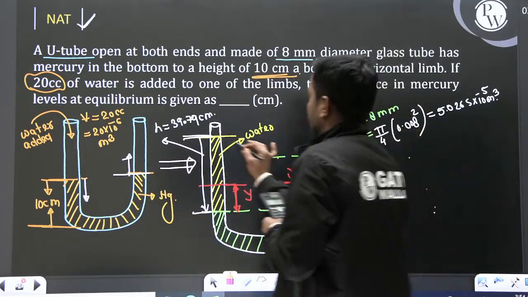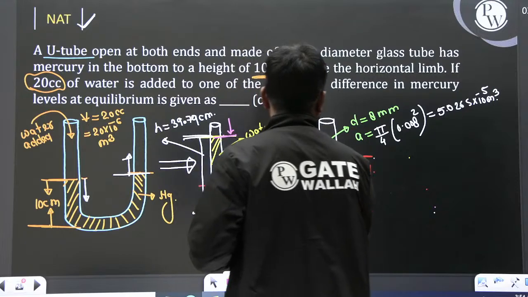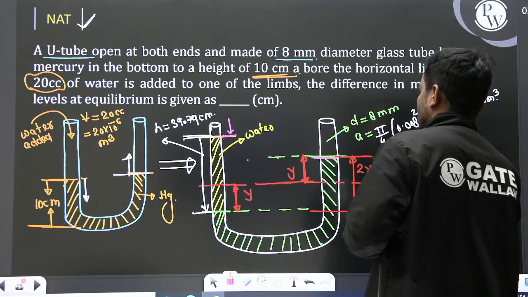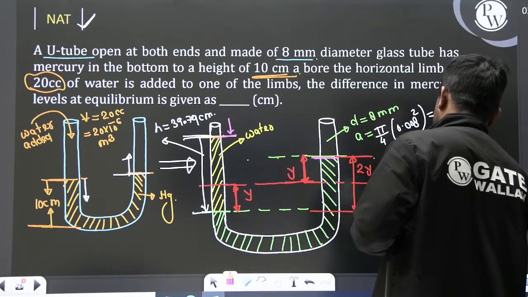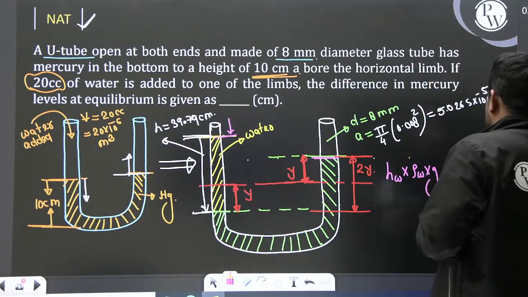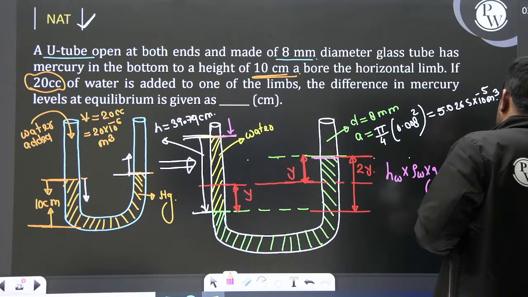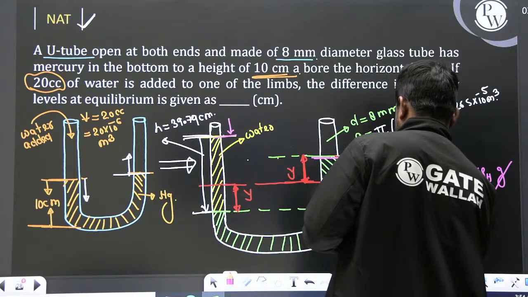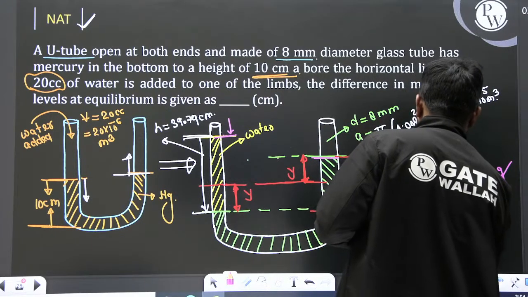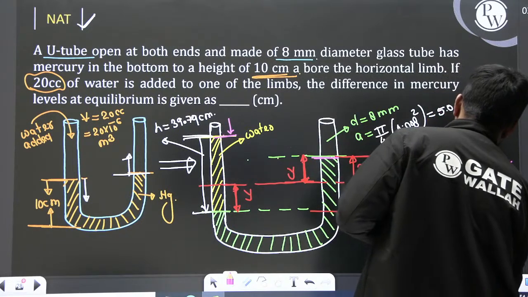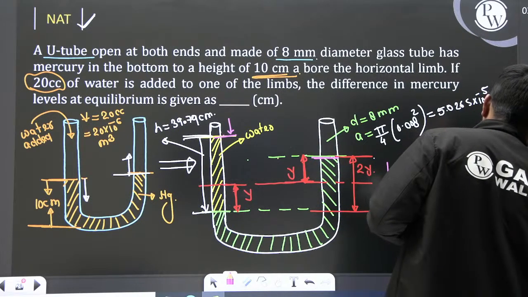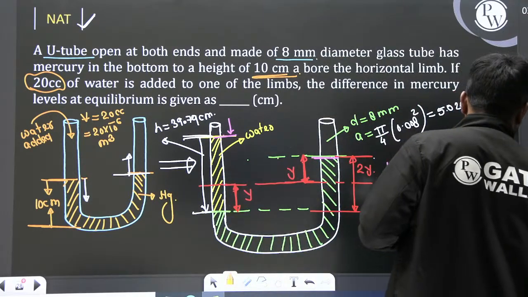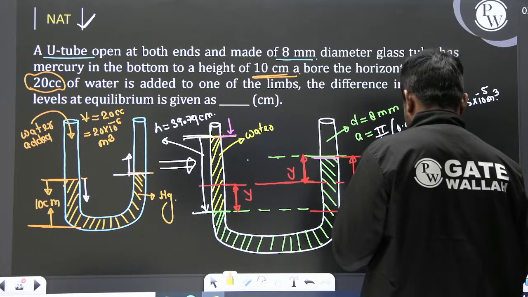So what will happen? We just need to move from this point to this. Clear, and we can directly balance. So the height of the water which you have added multiplied by rho of the water multiplied by g is equal to twice of y multiplied by rho of the mercury. So this g gets cancelled out, and that should be 39.79 into rho of the water, that is 1000, is equal to 2 multiplied by y multiplied by 13600. Clear? So that 1000 gets cancelled out, and then what will happen?